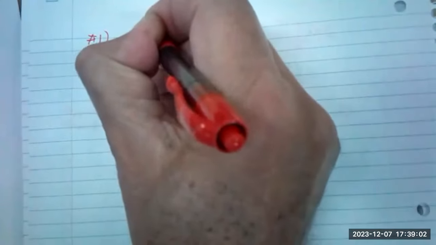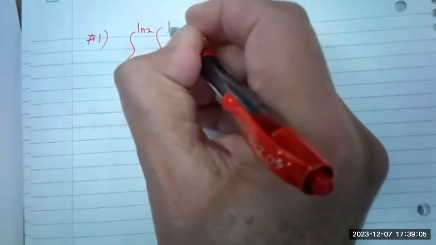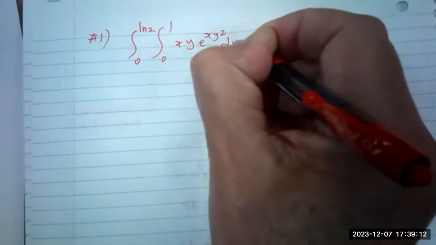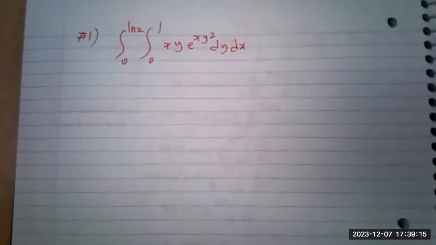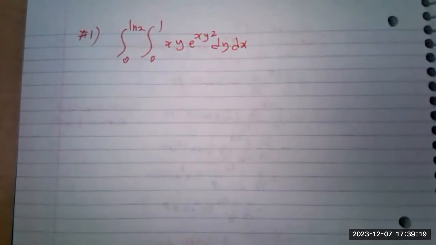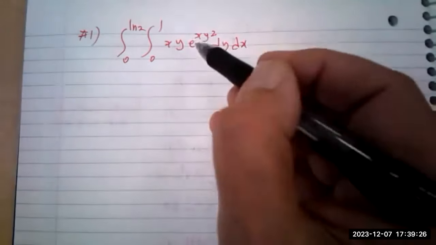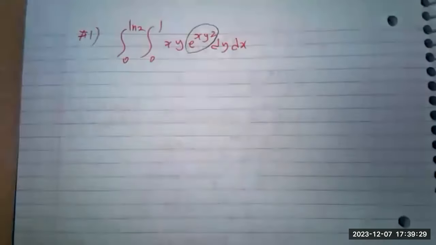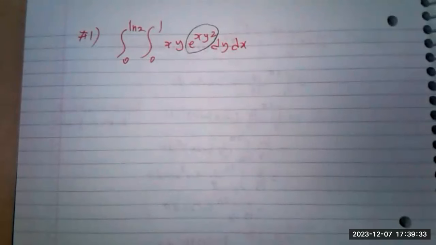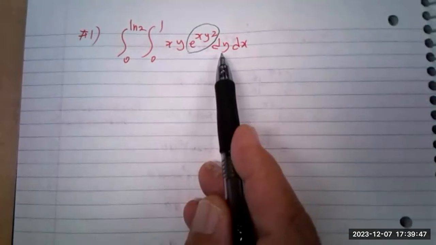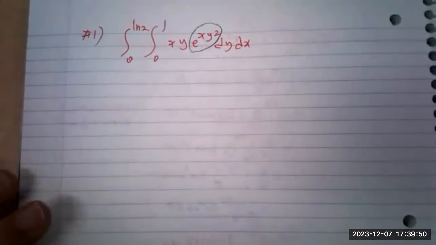Integral from 0 to ln 2, 0 to 1, e to the x y squared, dy dx. See, this is the one you want to do. So you have to integrate with respect to y first. To do that, you see this portion over here? It looks like e to the u. Since we are integrating with respect to y, x is a constant. So the integral would be the same, e to the x y squared, and you have to divide it by u prime. Integrating with respect to y, the u prime would be 2xy. See, this is how it happens.